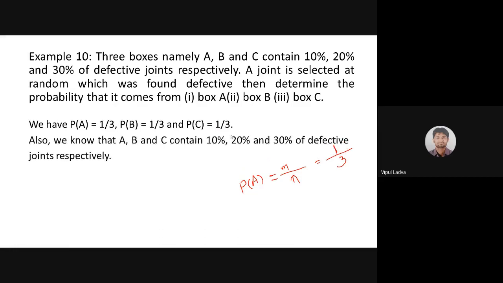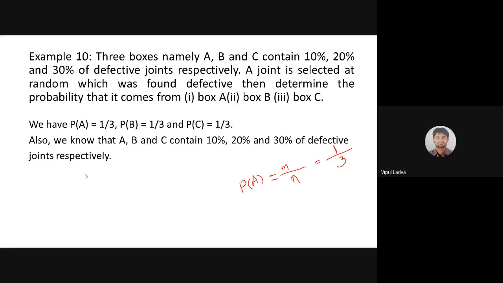Now, moving ahead, we also know that A, B, and C contain 10%, 20%, and 30% of the defective joints. That information we have from the data: in box A we have 10% defective, 20% in box B, and 30% defective in box C. Now if we are going to label these events, defective and from box A, defective and from box B, and defective and from box C, then what should be the labeling I'm using? Take care, we are discussing the defective joints, that means defective objects, and we are taking care of each and every box. So what should be our labeling right now?